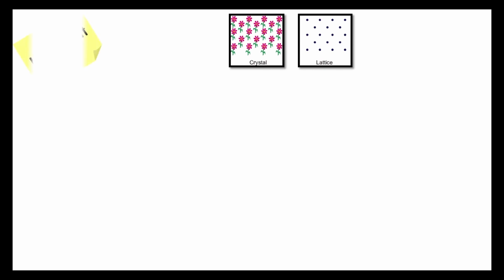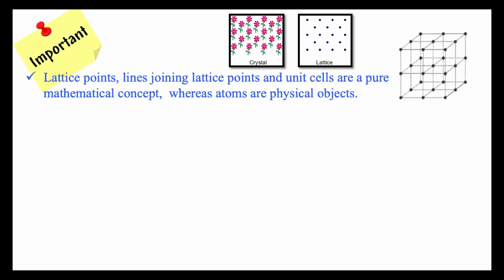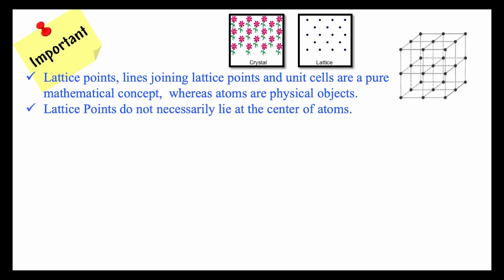Having discussed all this, you should understand a few things. First, lattice points are purely a mathematical concept, whereas atoms are physical objects. The absolute positions of the points of a lattice, and hence the unit cells, are arbitrary. The lines joining the lattice points are also imaginary. These are drawn simply to represent the three axes by which the relative positions of the points can be described. Second, the lattice points do not necessarily lie at the center of atoms or coincide with the unit cell vertices.